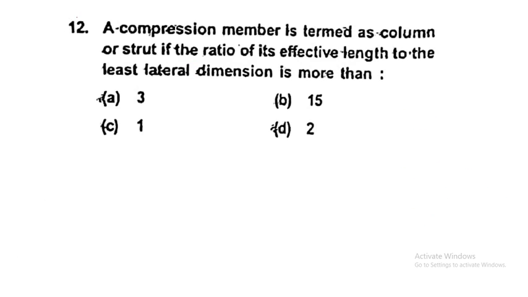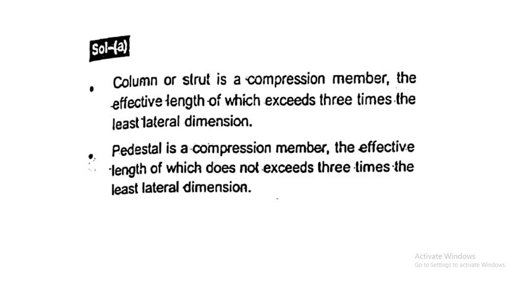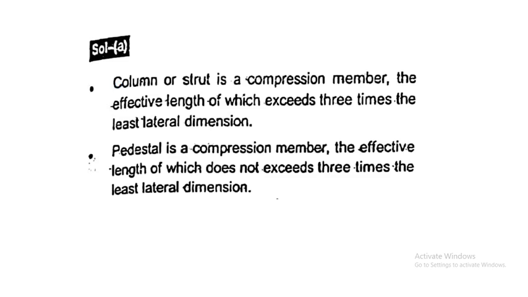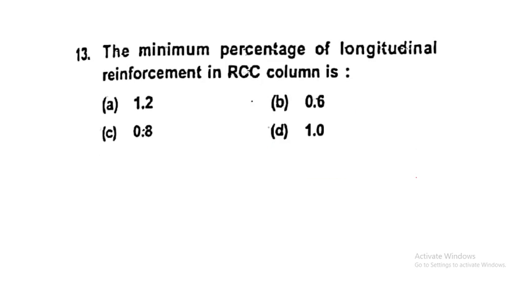Okay, next. A compression member is termed a column or strut if the ratio of its effective length to the least lateral dimension is more than 3. A pedestal is a compression member whose effective length does not exceed 3 times the least lateral dimension. They ask repeated questions on the pedestal, so remember these points.